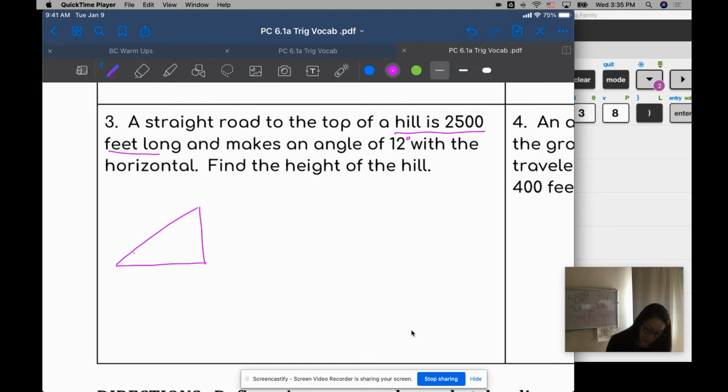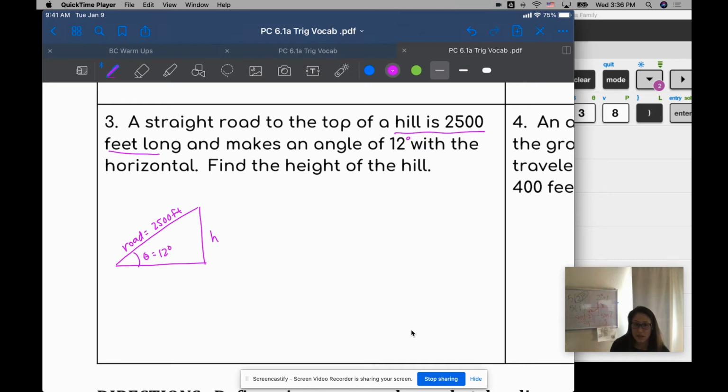Okay, so that means that this angle here is 12 degrees and the road is equal to 2,500 feet. Okay, so find the height of the hill. So we want to find the height.